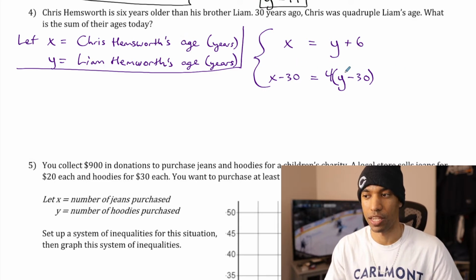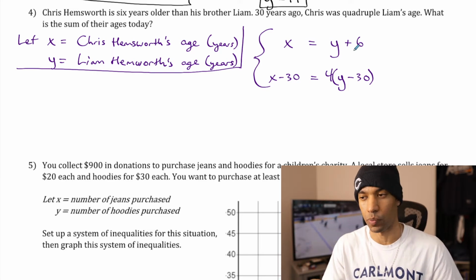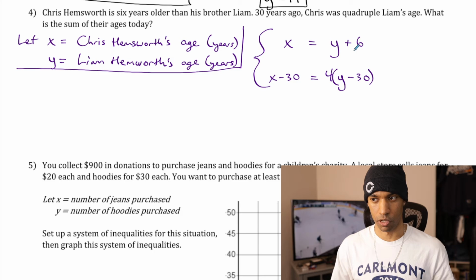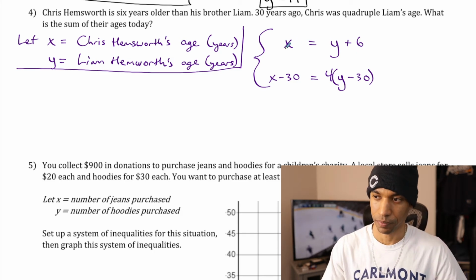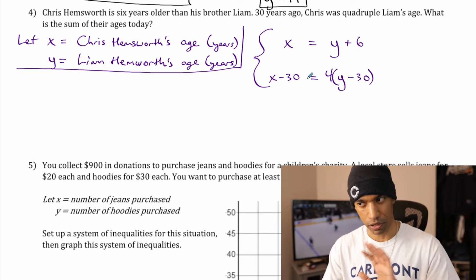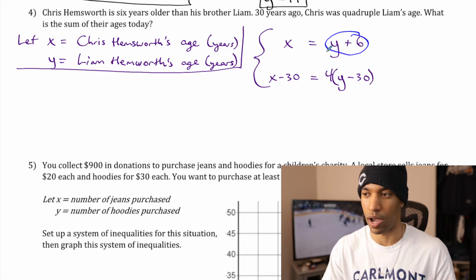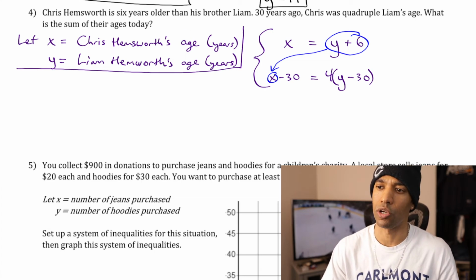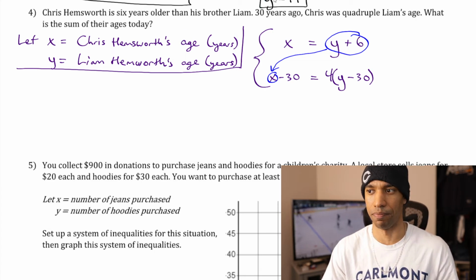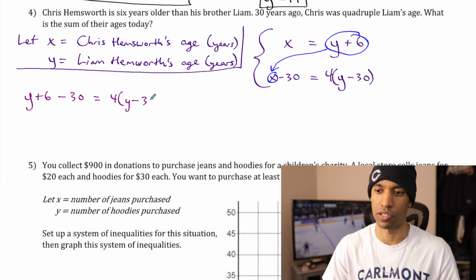Okay, even though there are things I can do to clean this thing up, I'm going to jump into straight substitution now, and then we'll clean up as we go. So I have a variable by itself right here in x. Without doing any other cleanup here, I'm just going to go straight substitution. If x equals y plus 6, then y plus 6 can take x's place. Instead of x minus 30, I can write y plus 6 minus 30. So y plus 6, taking x's place, minus 30, equals 4 times y minus 30.